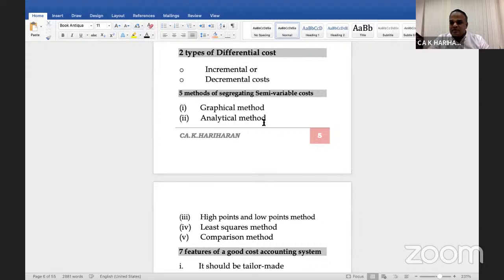I am also not able to see the screen. I'll restart the screen sharing again. Okay, batch, no issue.